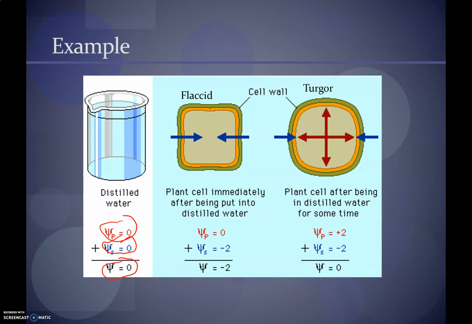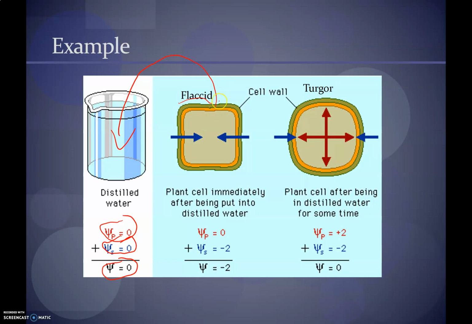And this is a cell, okay? And this cell is just hanging out before it's put in the distilled water, and it has 0 pressure on it. It's a flaccid cell. But it has a solute potential of -2, and that's created by the stuff that's inside the cell. And what we're going to do is put the cell in distilled water, and we're going to see what happens.